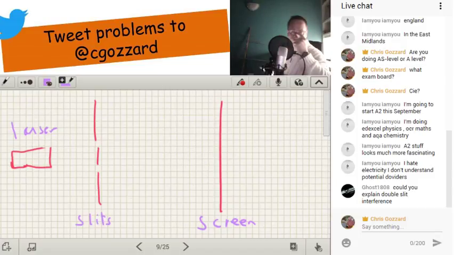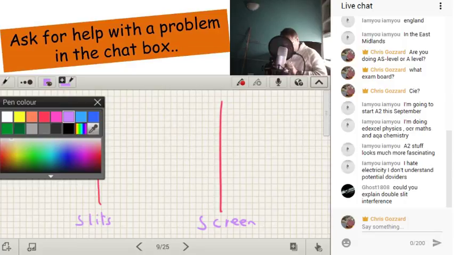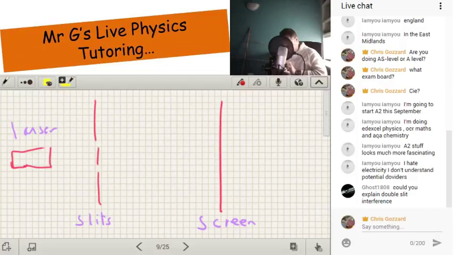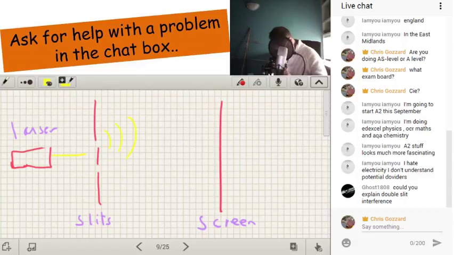Okay, so what happens is the laser light goes through here. What's a good colour for laser light? Maybe, so you're going to find your orange laser light here, and then through the gaps here, the waves are going to go through like that. Something like that.